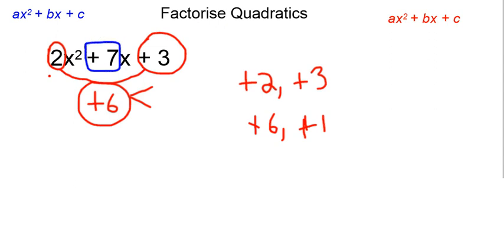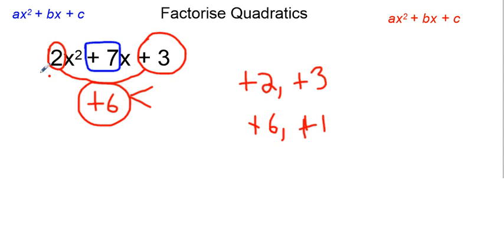Which of these options? Let's check. 2 times 3 is 6, but 2 plus 3 is 5. That's not a good option. We need 7. Let's check this one. 6 times 1 is 6. 6 plus 1 is 7. So this second option is the best one for us.